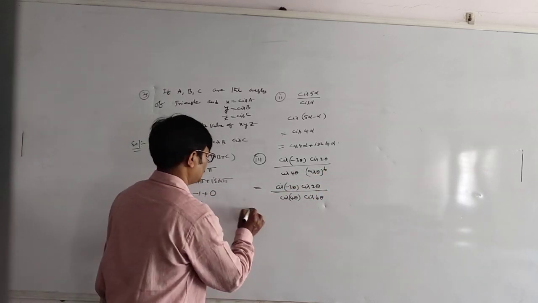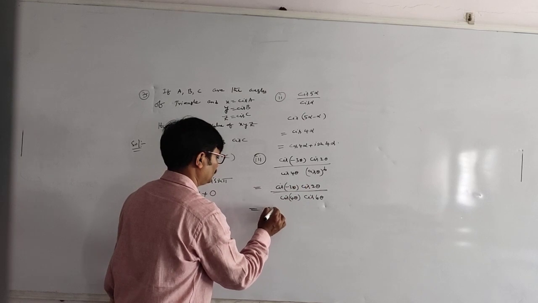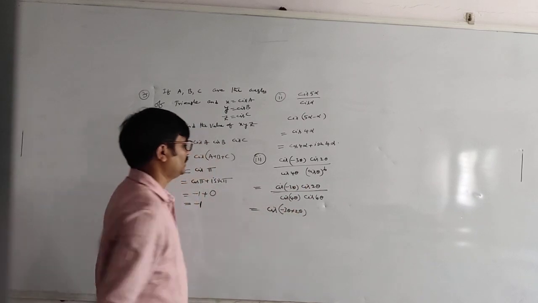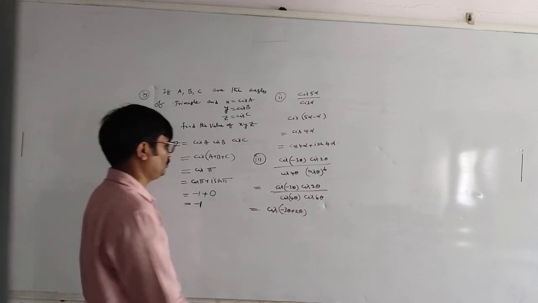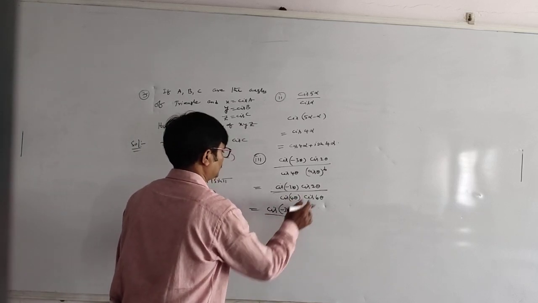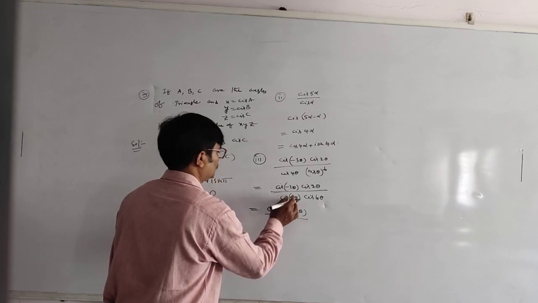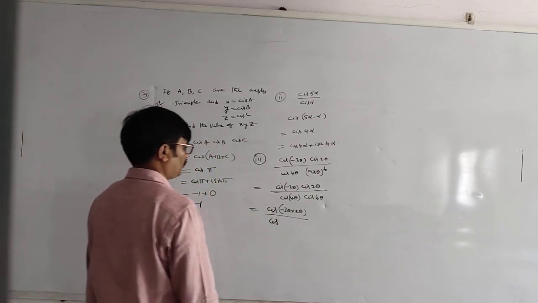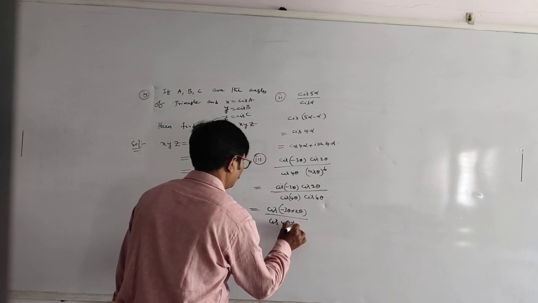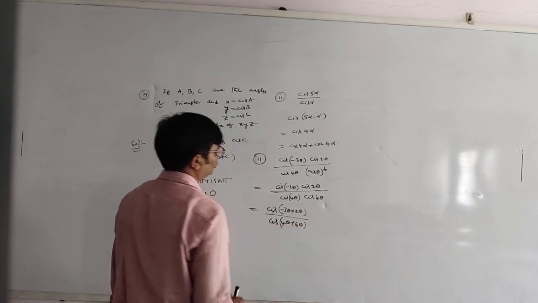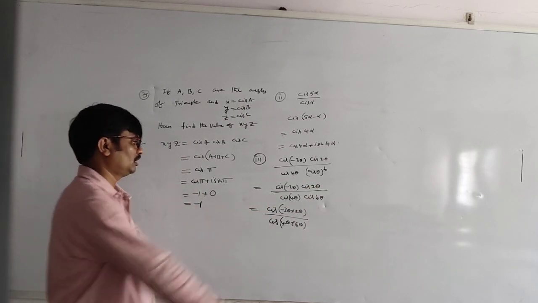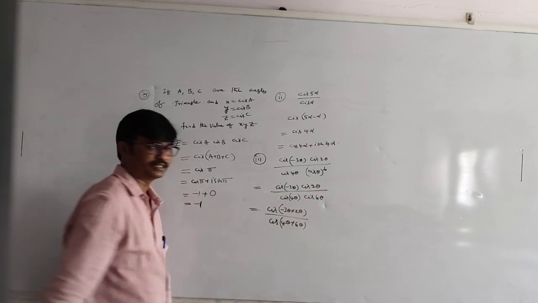After that students, cis A into cis B is cis of A plus B. So in the numerator, cis 4 theta into cis 6 theta is cis of 4 theta plus 6 theta. Similarly, this is also cis of 4 theta plus 6 theta.